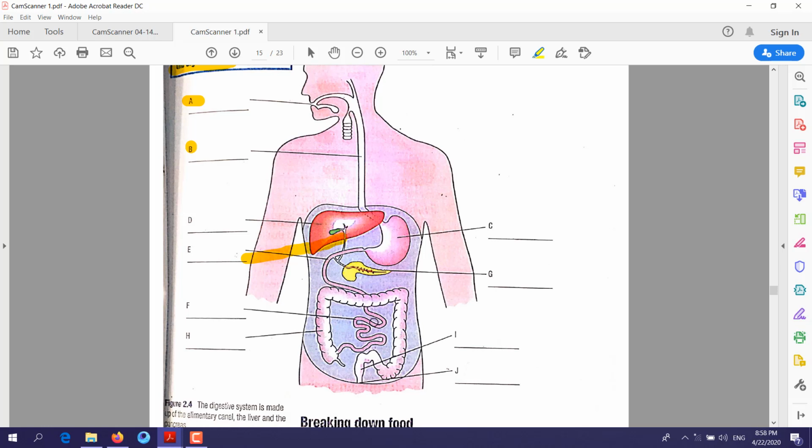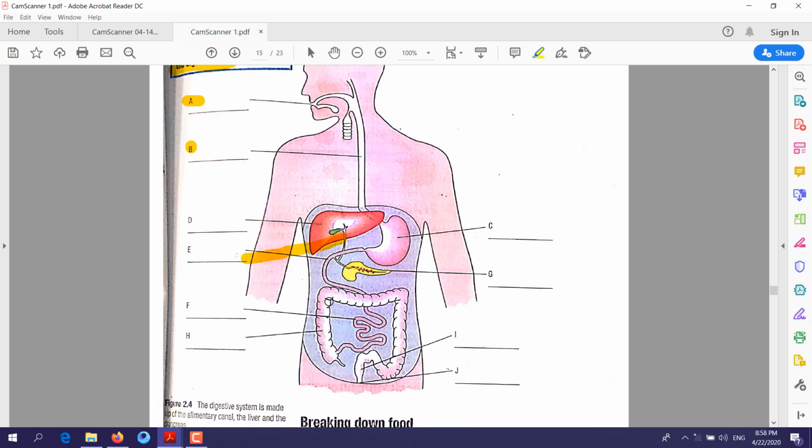Then when the food passes to the small intestine, here the main process of breaking down the food chemically will start. All the food nutrients or categories will be digested here in the small intestine. The food will be digested, and at the same time absorbed. The nutrients will be absorbed by the walls of the small intestine.